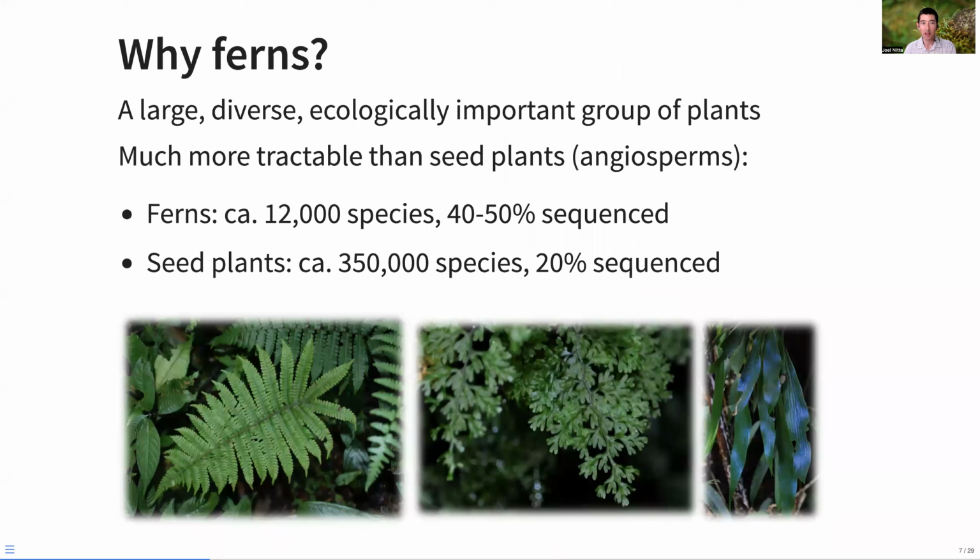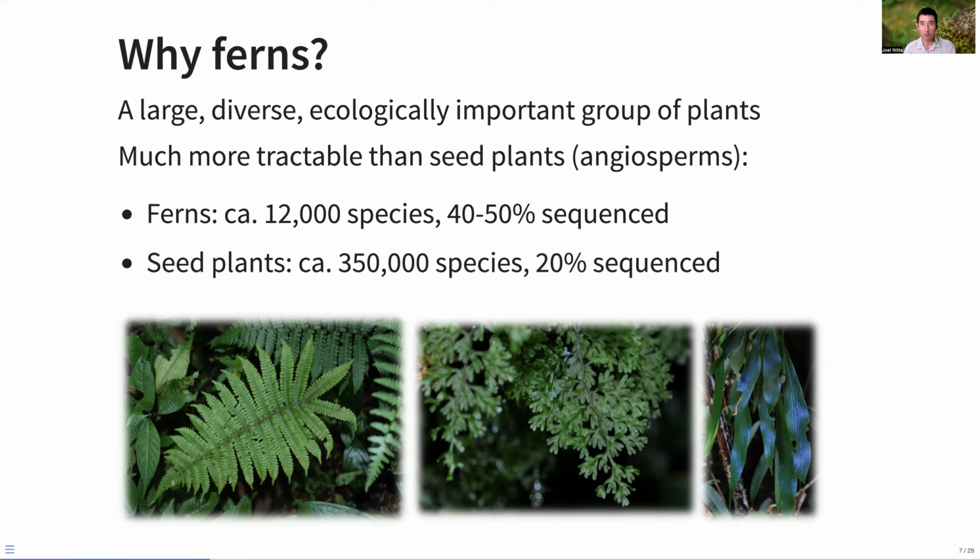Well, ferns are a large, diverse, ecologically important group of plants. They happen to be in my study system, so I'm really excited to try and build a large fern tree. From a more practical standpoint, if we compare them to other similar organisms, such as seed plants or angiosperms, it turns out ferns are just an easier group to work with because of their overall lower species number.